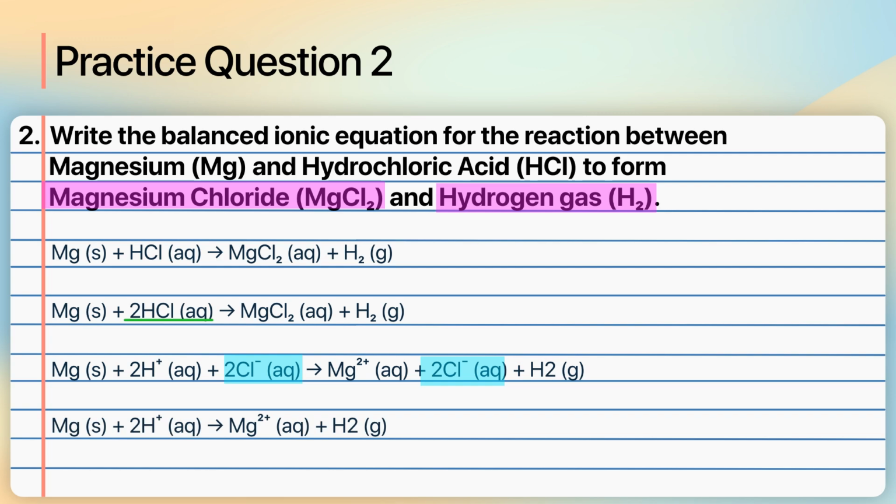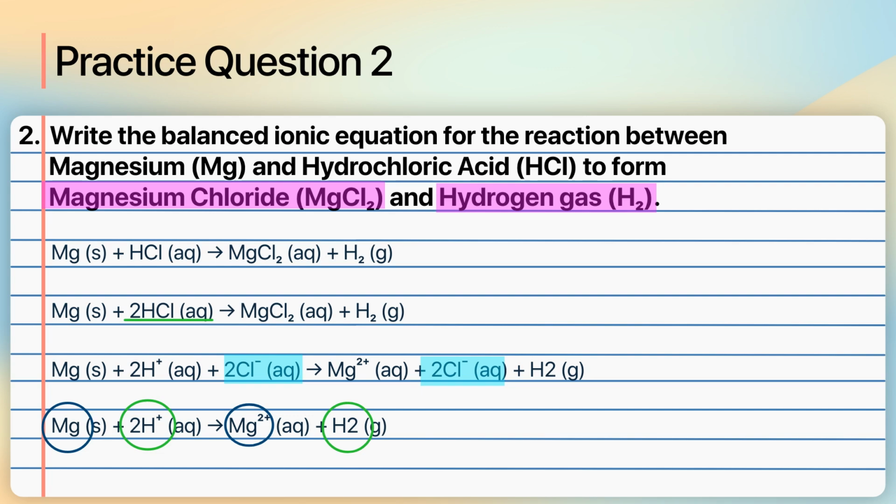Now we can check that the equation is balanced in terms of both atoms and charges. We can see that both sides have one magnesium atom and two hydrogen atoms. We can also see that the total charge on both sides is 0. Therefore, this remains as our net ionic equation as it is balanced.